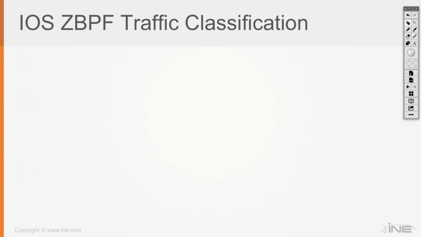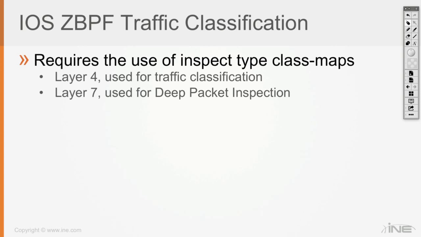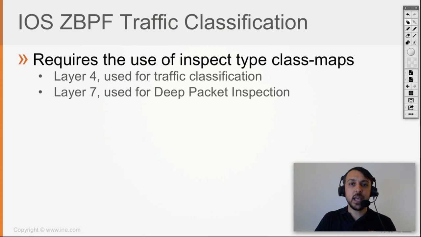Now let's go to the second block, classifying the traffic. After we've defined the zones, we have to tell the router which traffic we want it to inspect and control from the firewall point of view. To classify the traffic, this requires the use of inspect type class maps, of which we have two types. We have a layer 4 class map, which is used for traffic classification, which means just matching on the traffic we want to take some firewall actions on, matching on it however way we can.